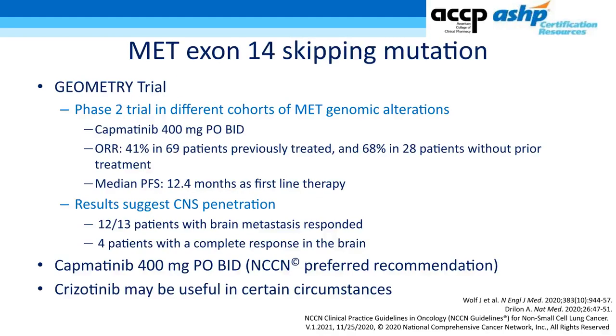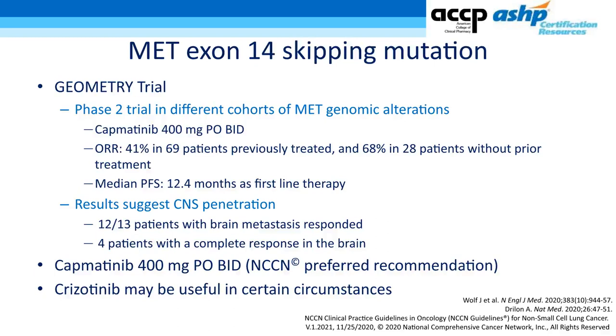Over the past year, we have had some growth in treatment options for patients who had been identified with a MET exon 14 skipping mutation. These may have been picked up on our broad spectrum genomic testing, but at current state did not have great treatment options. This last year, based on the Geometry trial, we were found to have a new option to offer our patients. And this Geometry trial evaluated Capmatinib at 400 milligrams by mouth twice daily in patients that were found to have a MET alteration. The observed objective response rate found in this patient population was 41% in 69 patients that were previously treated and 68% in 28 patients without prior treatment.